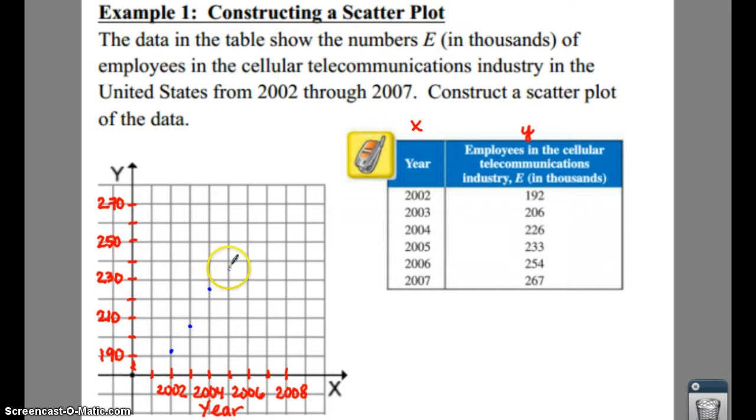2005 is up 233, so we will put a dot here. And over 2006, up 254. Oh, we got a big jump here. That's going to be right about here. And finally, over 2007, up 267. There you go. Now you can kind of tell these dots are going in a positive direction, going up. You could draw a line through these dots, or at least it goes close to these dots, but do not just connect your dots, okay? You do not connect your dots.